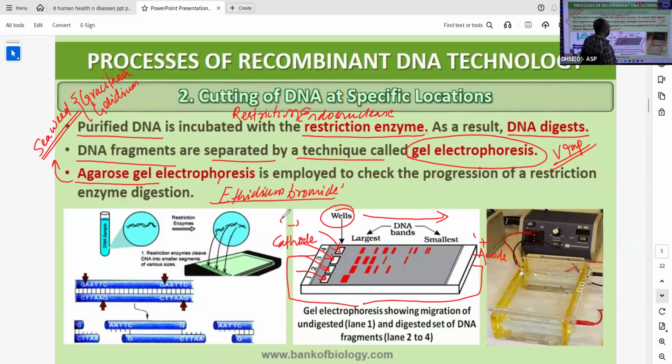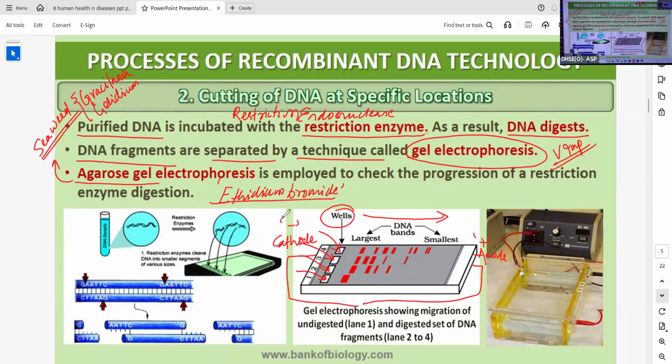Now, simple: two concepts are involved. One, the negative charge of the DNA fragments; the second is the size. The concept is, the smaller the fragment, or the lower the molecular weight, the farther it will travel. Understood?